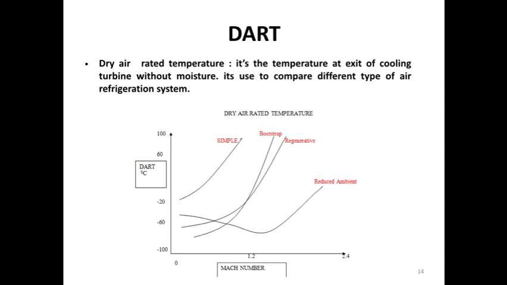So the reduced ambient system is generally suitable for very high speed aircraft which have a speed of more than 2.2 or 2.5 Mach. Okay, so here is the comparison.